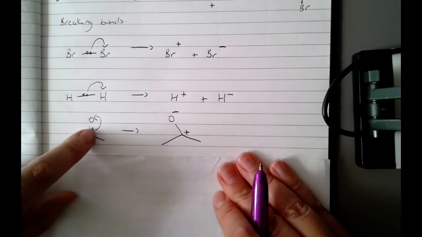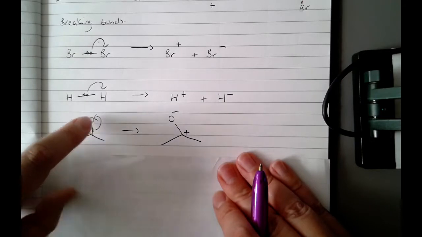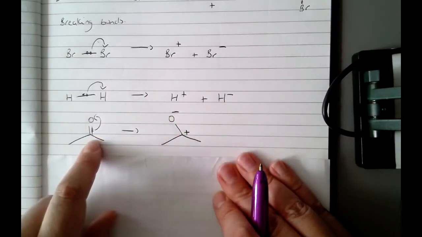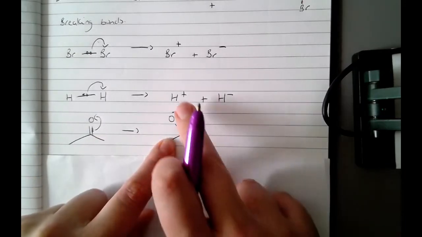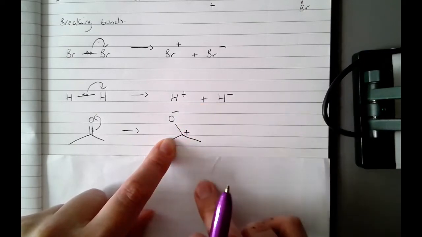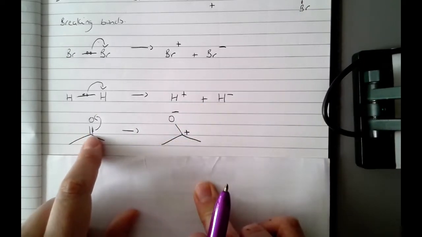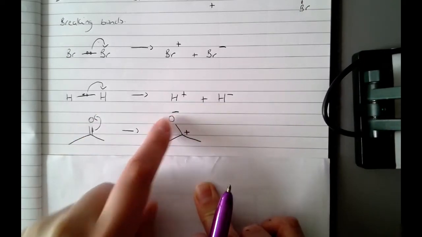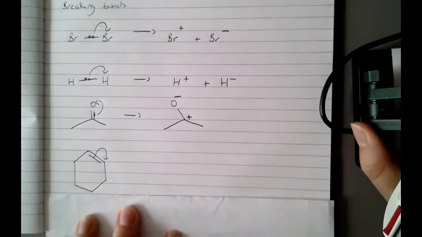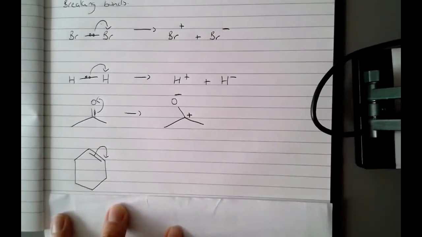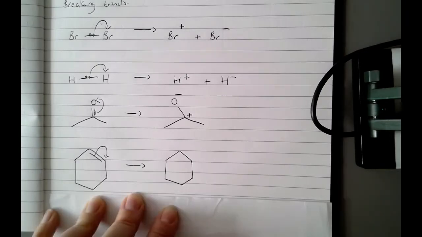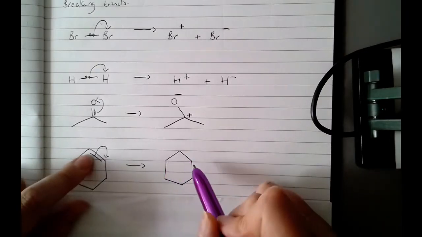The two electrons in the pi bond go onto the oxygen, so oxygen gets a negative charge, carbon then gets the positive charge. So it's the same as what we've done here, but because it was originally a double bond, that carbon and oxygen are still attached. Have a go at this last one, which is something similar. All right, so I'm just going to finish this one off.